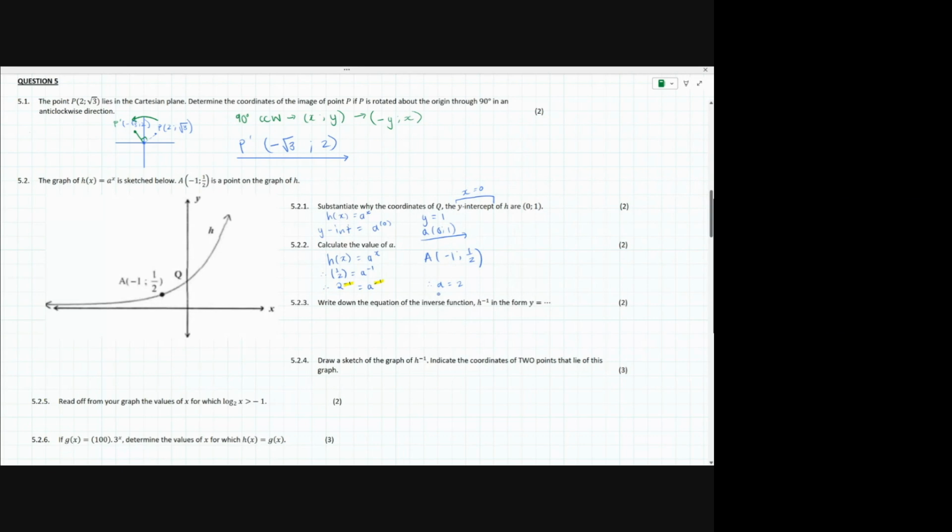Again, it's not what the question asked, but I'm going to write it down. h of x is equal to 2 to the power x. I'm probably going to have to use it at some point. Look at that. Next question, inverse function. I need that piece of information. So 5.2.3 says write down the equation of the inverse function, h to the power -1, in the form of y equals. Again, I'm going to give you 2 minutes to try this one. I'm hoping that someone will give me an answer in the chat for what the inverse is, but let's see how we go.